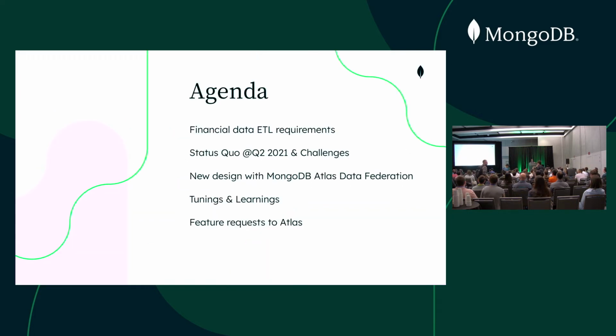So for today's agenda, we will start with an overview of the financial data in Coinbase and also the ETL pipeline requirements. Then we'll take a look at the status quo before our new design. After that, I will go through the new design, the tunings, and the learnings in this process. At the end, I will have a few feature requests to the Atlas team.